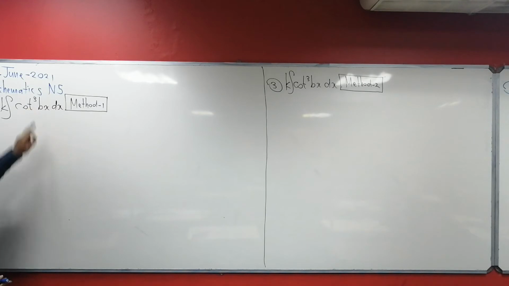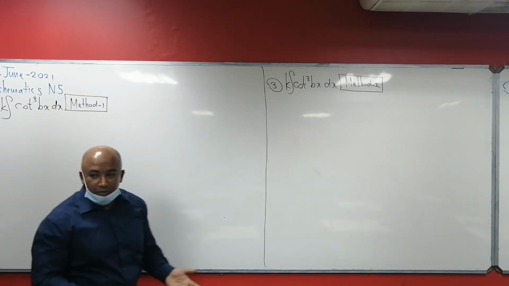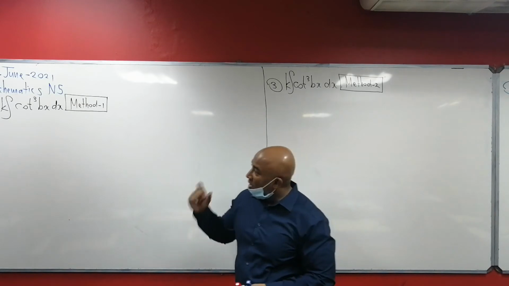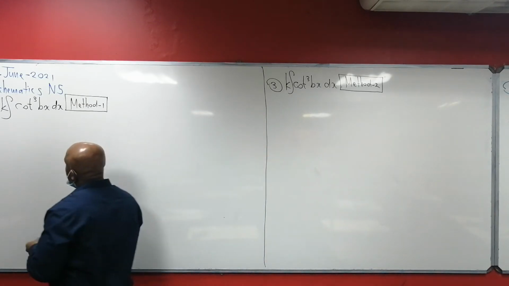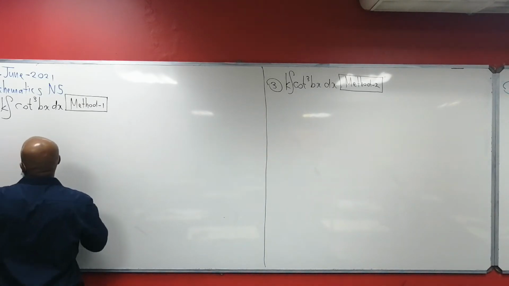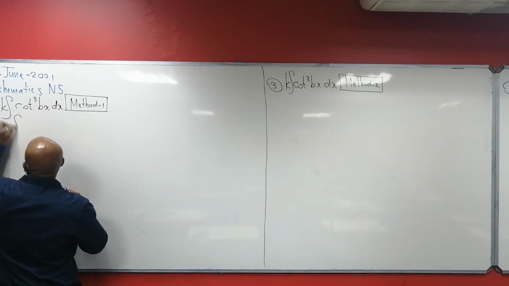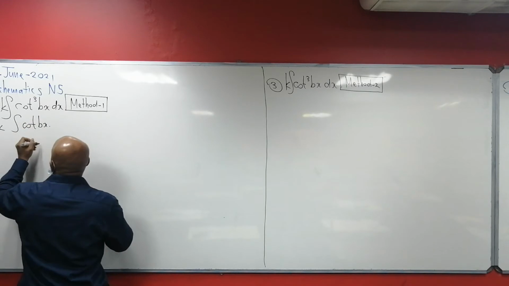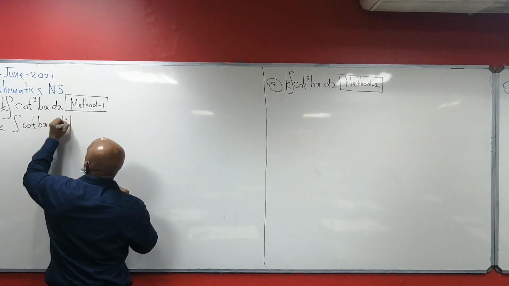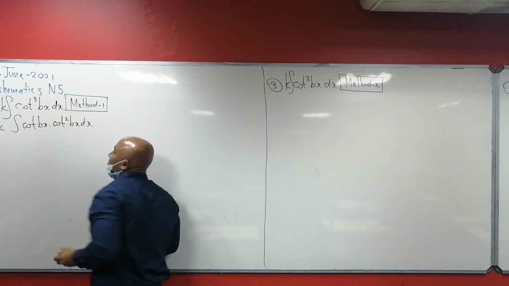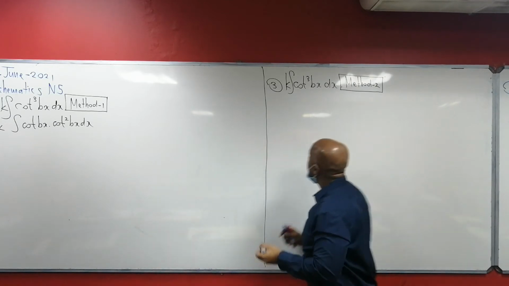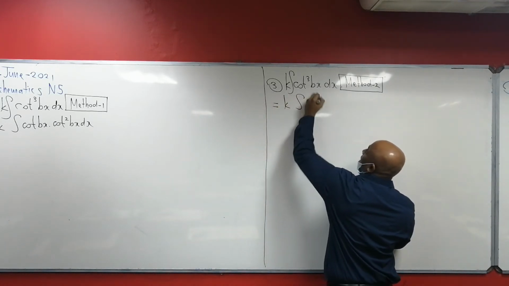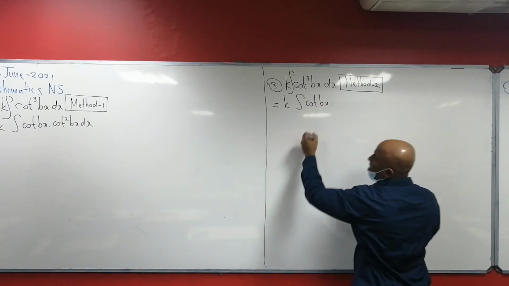So now we got an odd power. What did we do with sine to the power 3, cos to the power 3? If you have an odd power, split the odd power. So this is going to be equal to k times the integral of cot bx times cot squared bx. Whether it's method number 1 or method number 2, if you have an odd power, you have to split the odd power.